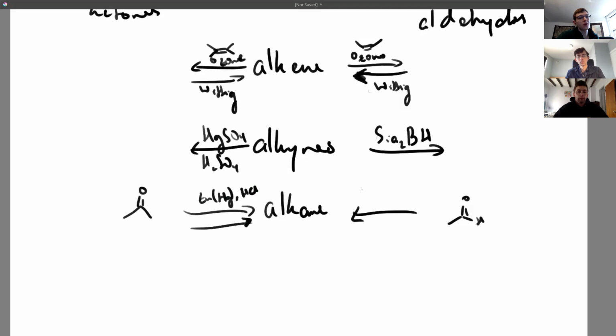Or there's an alternative, which is the H2NNH2 thing. I forgot what it's called. Yeah, it's the Wolff-Kishner reaction, which is just another way of doing this. The distinction is that the Wolff-Kishner reaction uses basic conditions. So there are some times where you have things that are sensitive to acidic conditions.